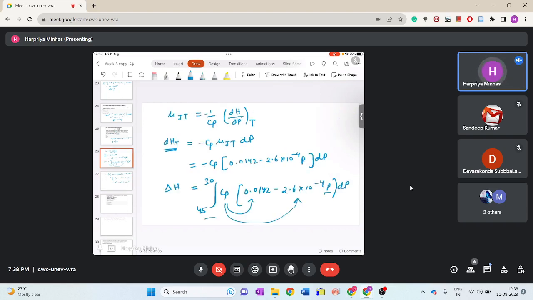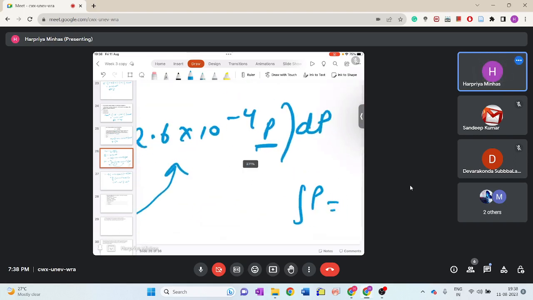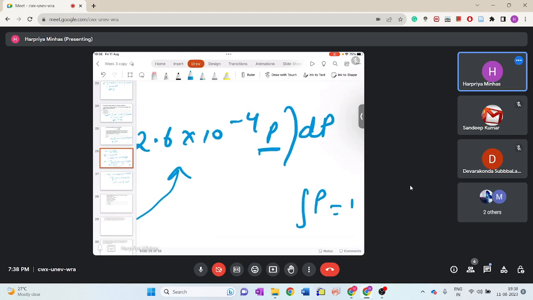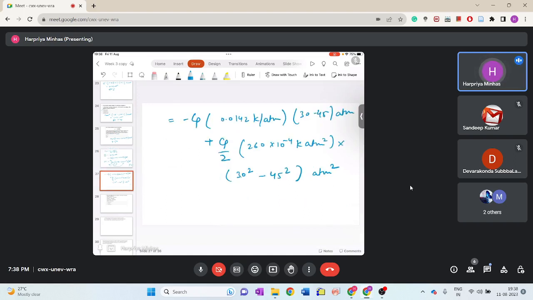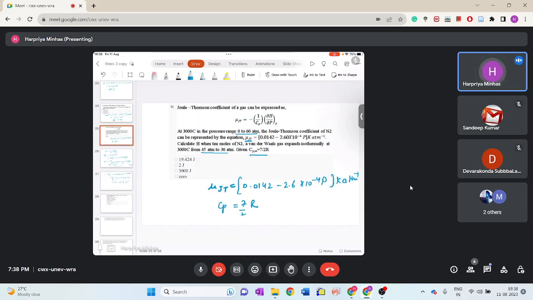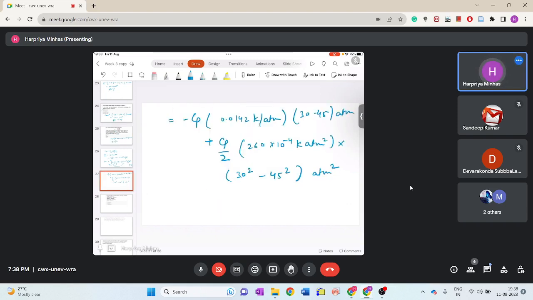So while integrating it, you will get the integration of this one as p squared upon 2, right? Similarly this is the value that we are putting over here, taking the 2 out, and then making the square of your final and your initial pressures. Okay, try to calculate it. And your Cp given was 7 by 2R. So try to put this value over here instead of Cp.